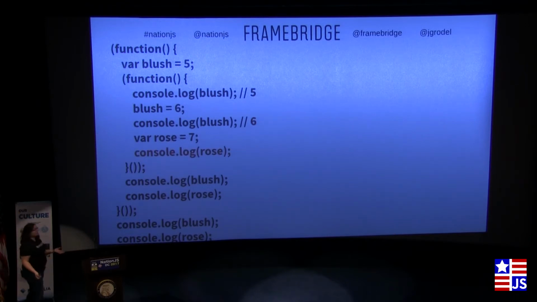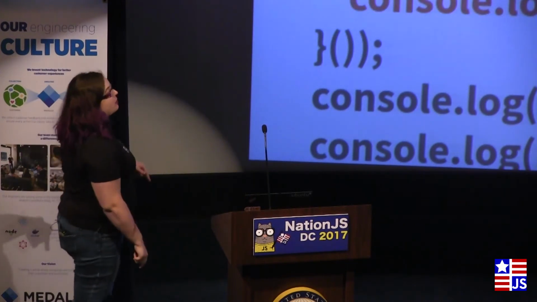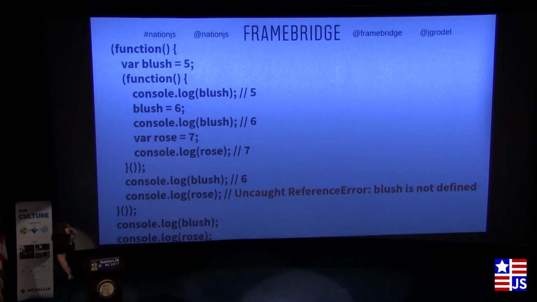And I can take a look at the value of rows and use that, and I've got that 7. Now I'll come out of that function into its parent scope. And down here, I can take a look at blush and get that 6 that I set up here. Down here, if I try and use rows, I'm going to get that JavaScript error again because rows is only available to me in this function because I set it up using var. So that rows variable is only going to be available to me in here and its child scopes. It's no longer available to me up here in the parent scope.